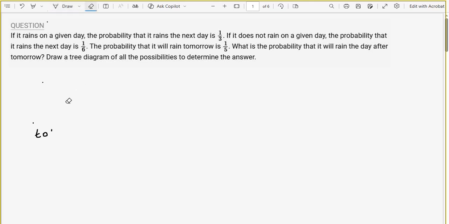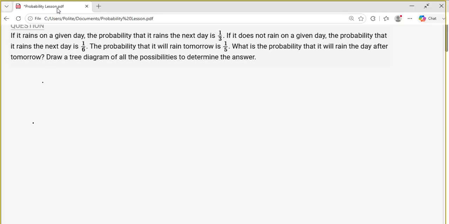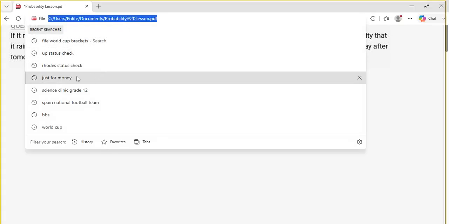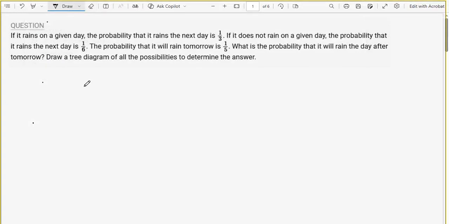I think we're going to require space for this one, but let me try to make sure that. We are saying that according to the statement, we're going to have today. If it rains today, we're going to have the probability that it rains the next day. What are we going to call the next day? Let's call it tomorrow.